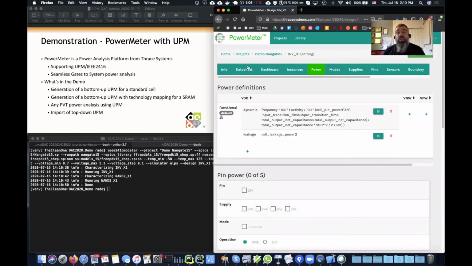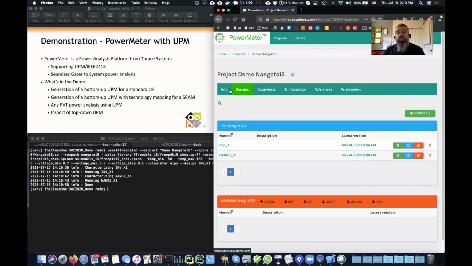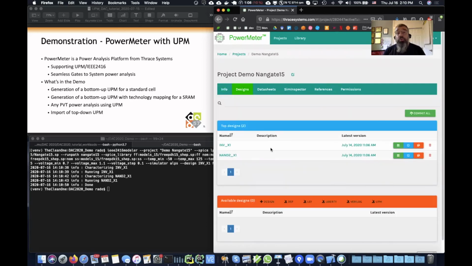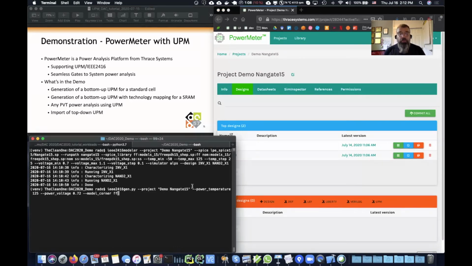Looking at the whole library, we can actually see what devices are being used in this library. We have 9 NFET devices which are used in different configurations, and 5 PFET devices used in different configurations for both the inverter and the NAND 2 cell. Generating the actual UPM power model involves running another command, which will read all this data from our database and create the actual file in the directory I'm working in. In a moment, the file will be generated, and I can show you its contents.